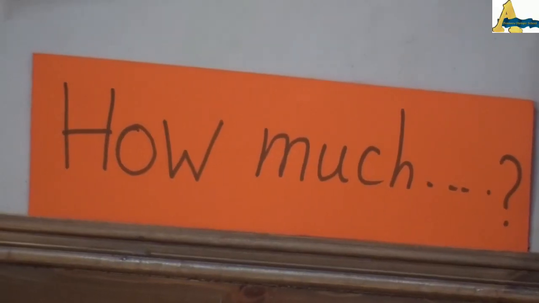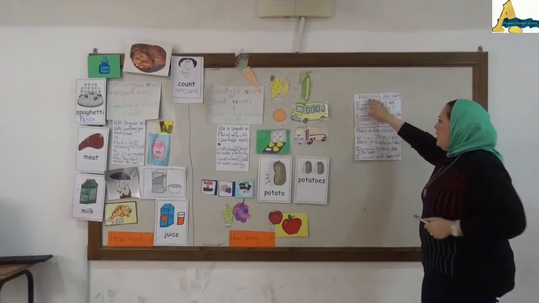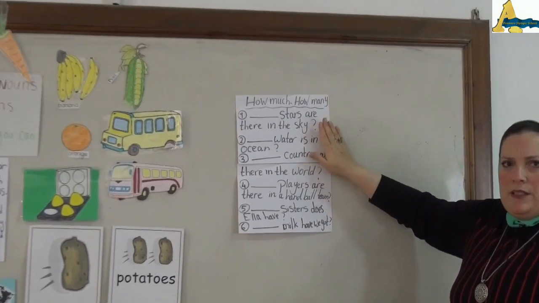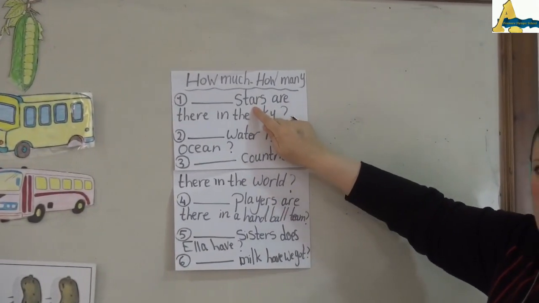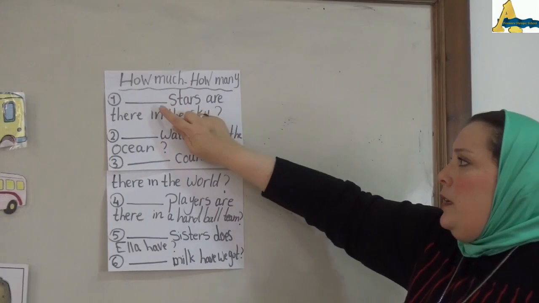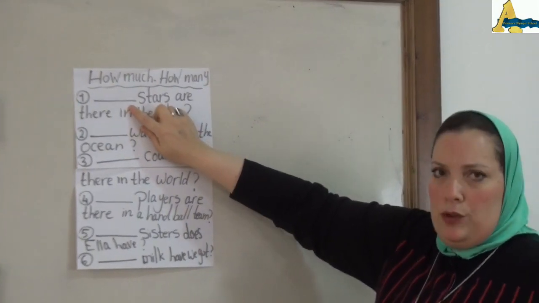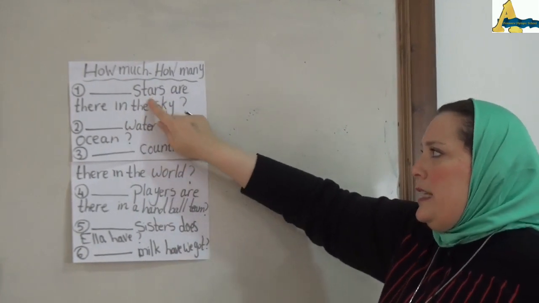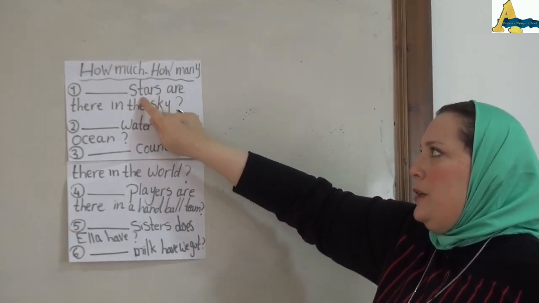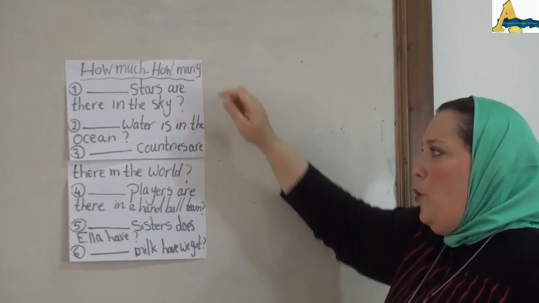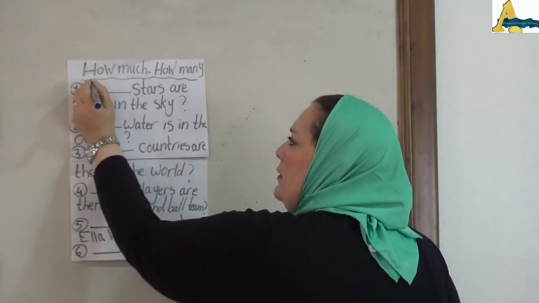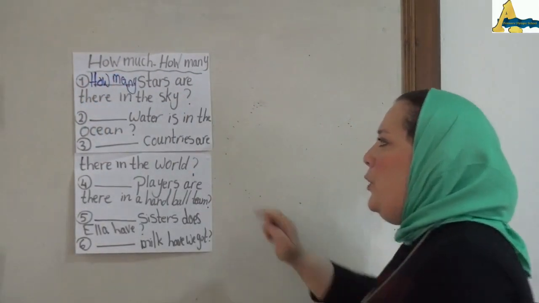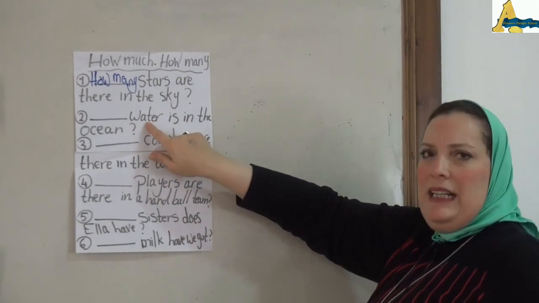We have a small exercise here to practice. We're going to use how much or how many. The first thing I have to look at when I do an exercise like this, I have to look at the noun, whether it's plural or singular. Then I see if it's countable or uncountable. Stars are there in the sky. Well, stars has a plural form and it's a countable noun, so we will use how many stars are there in the sky.